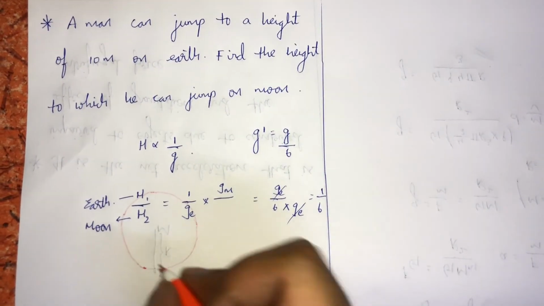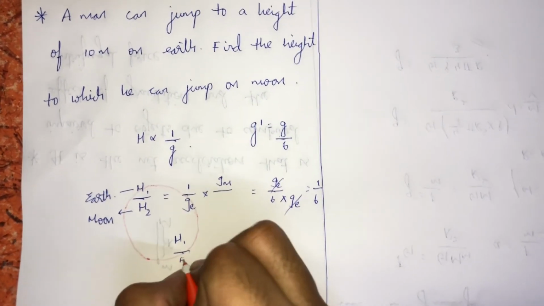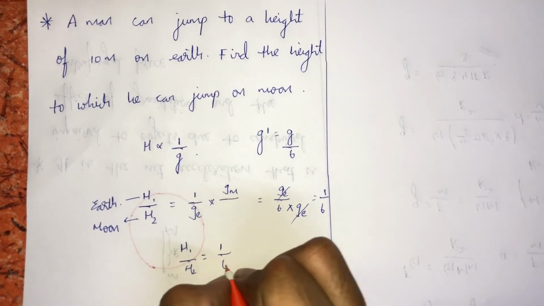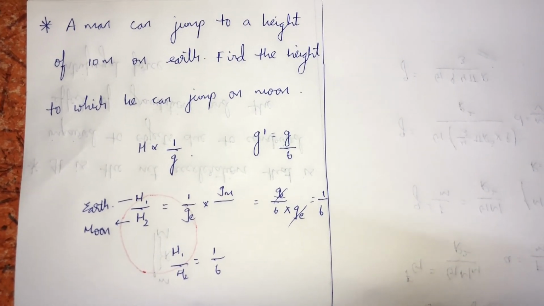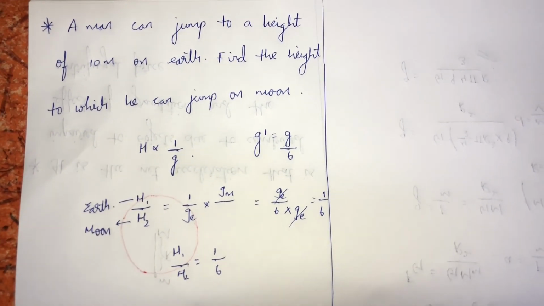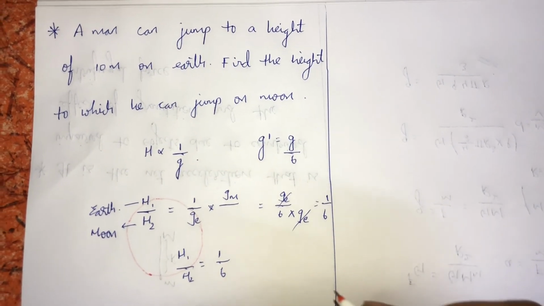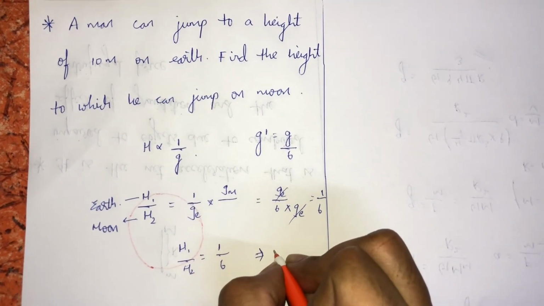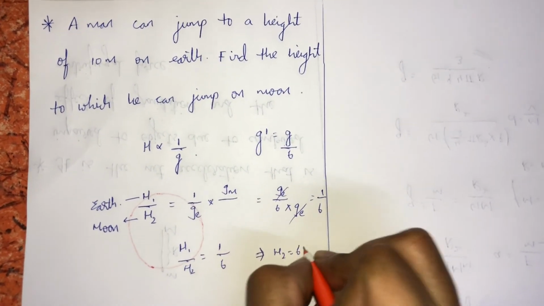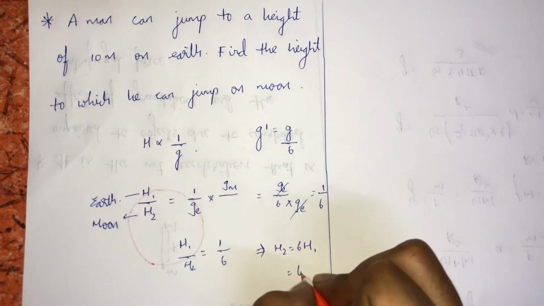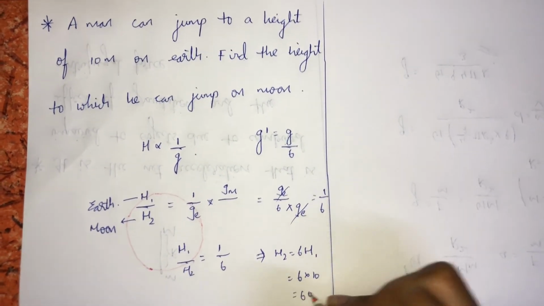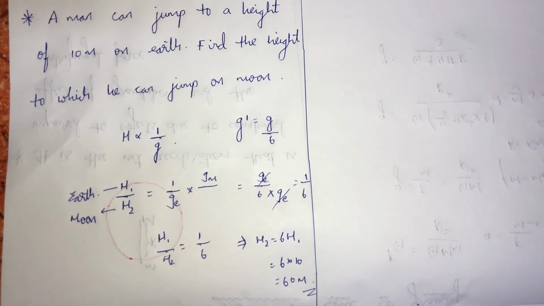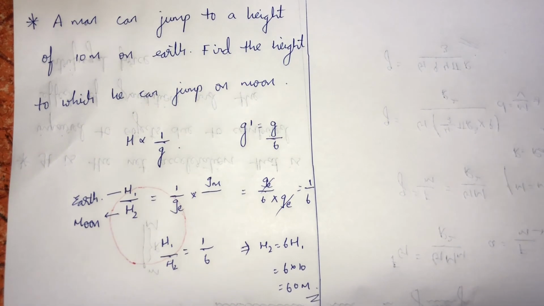So h1 by h2 will be equal to 1 by 6. As you already know, the height on the earth is given as 10 meters. They ask us to find the height on the moon. h2 is equal to 6 h1, that is 6 into 10, which is equal to 60 meters. That's fine, clear. So now we have learned how to do problems based upon the acceleration due to gravity.